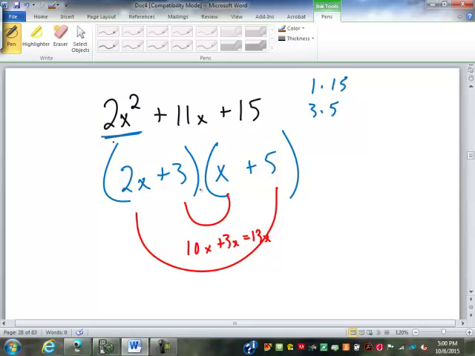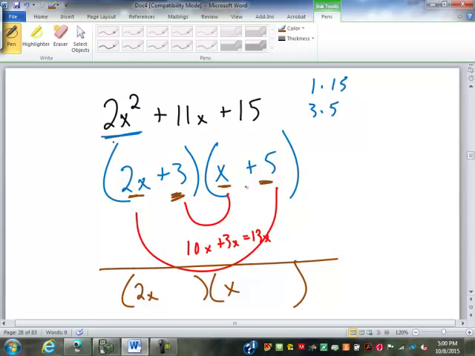Does that mean 3 and 5 are the wrong ones? We want to go with 1 and 15? No, it doesn't. Before it was always x and x, so the order for these didn't matter. Now that it's 2x and x, the order matters. So let's switch their spots. Put in the 5 and the 3.